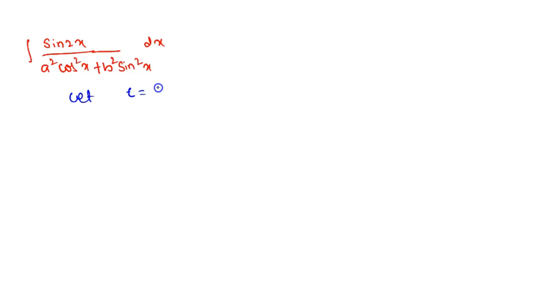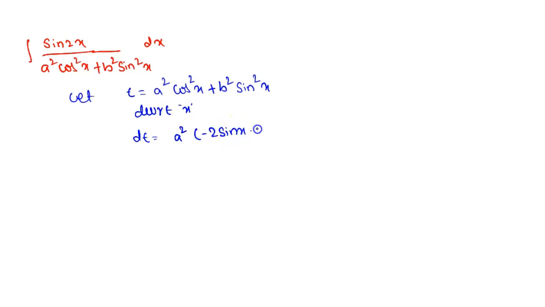Let t is equal to a square cos square x plus b square sin square x. dt is equal to a square as it is, cos square derivation is minus 2 sin x cos x, plus b square as it is, sin square x derivation is 2 sin x cos x. For the entire function I am writing it as dx.